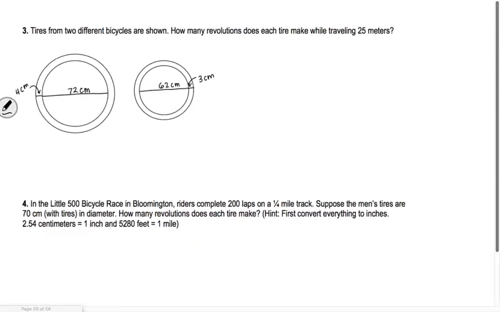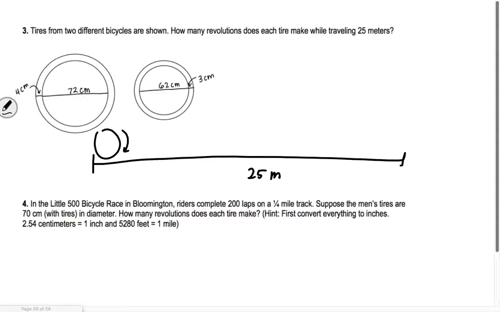Okay, so imagine the tire has a bunch of paint on it, like yellow paint, and it's riding down the road. What we're saying is how many times does it go around in order to make 25 meters? So this tire is moving, moving, moving, and as it goes, it's going to paint on the road. Do you guys know what I'm saying? Okay, so each of these marks that I have is one circumference. So we're saying how many circumferences fit inside the 25 meters. Do you guys see what we're saying?